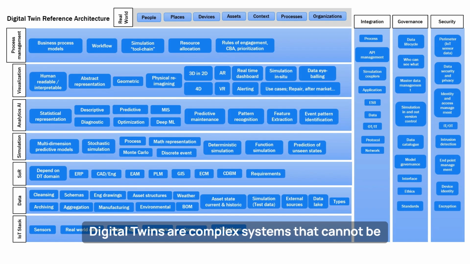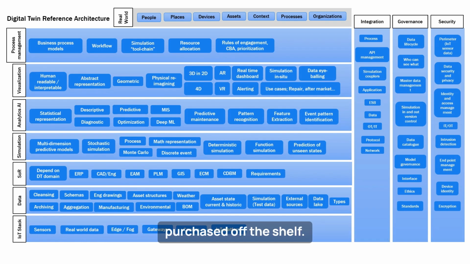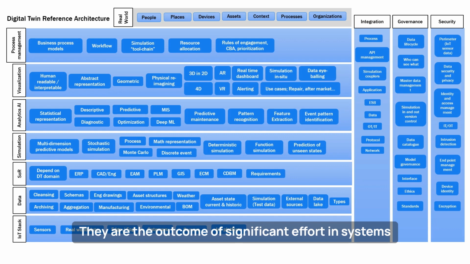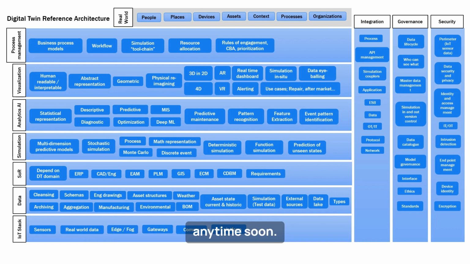Digital twins are complex systems that cannot be purchased off the shelf. They are the outcome of significant effort in systems integration, and it is unlikely that this will change anytime soon.